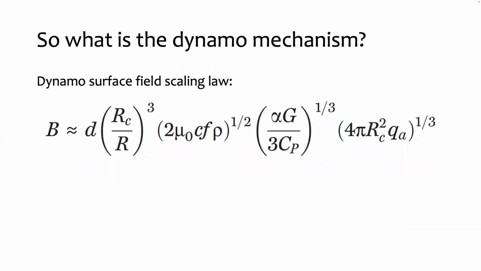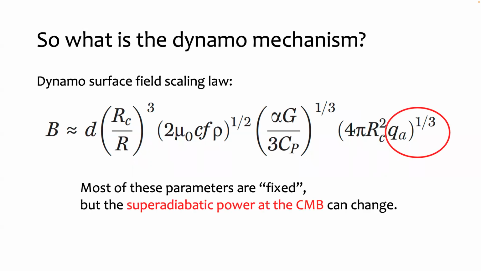So then we have to circle back. Well, what is the dynamo mechanism? We still cannot really overcome the problem of these dynamo field scaling laws not being able to produce very strong magnetic fields that are sustained on the moon for a long time. Most of these parameters are fixed. The one thing we really need to change is the superadiabatic power at the core mantle boundary.